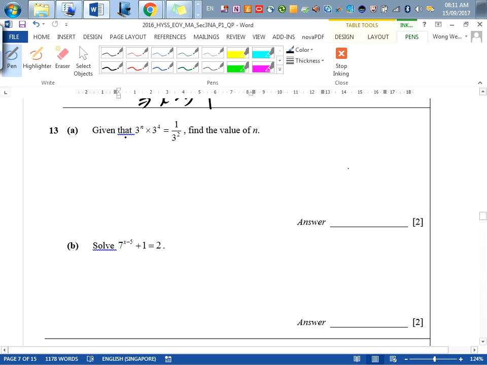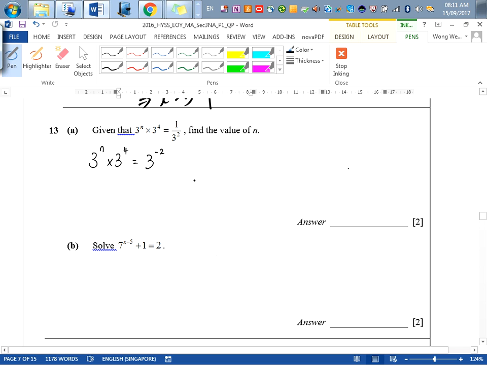Okay? Because here I have 3 to the power n, here I have 3 to the power 4, here I have 3 to the power 2. But the 3 to the power 2 is in the denominator. Okay, let's see what we can do. 3 power n times 3 power 4 equals 3 to the power negative 2, yes. Because 1 over 3 squared is 3 power negative 2. Okay, go and revise your indices.